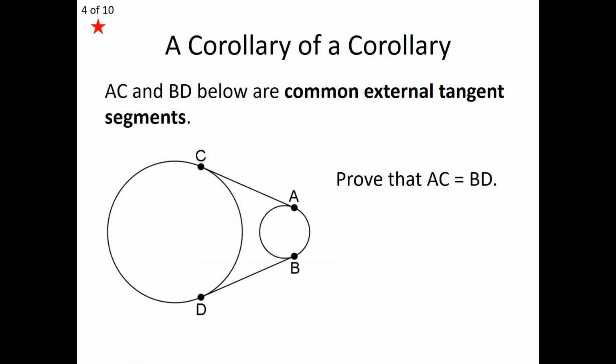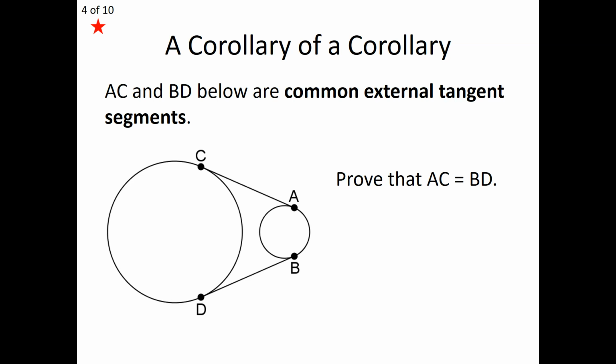If we're given two circles such that tangent lines are drawn from one circle to the other, from each point of tangency there are two segments formed, AC and BD. We call these the common external tangent segments. What we can prove is that these two common external tangent segments are congruent to each other.